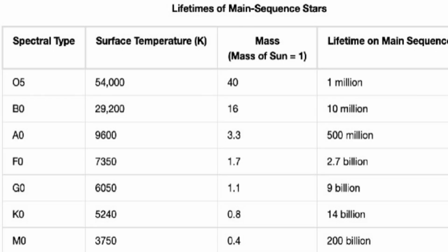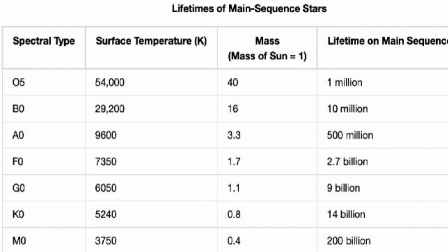So now we're discussing the lifetimes of main sequence stars. As you can see here, we have spectral type, surface temperature, and mass. Basically, the mass of the sun equals 1, so that's 1 solar mass. Then the lifetime on the main sequence, in years.